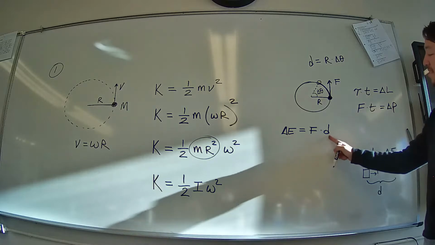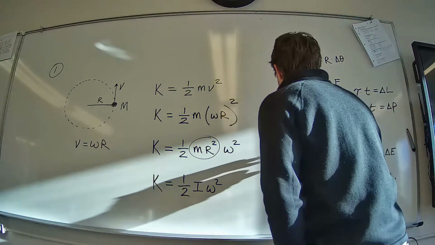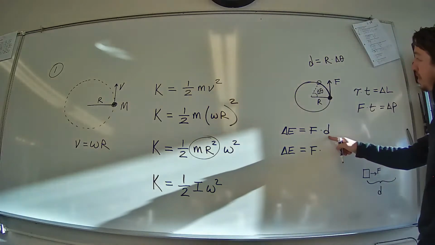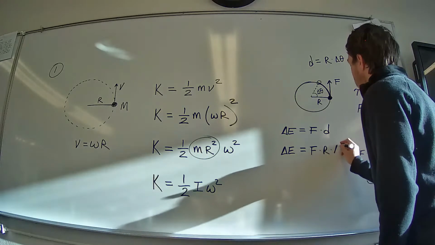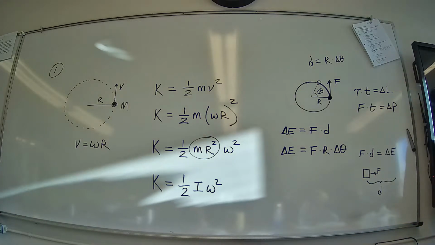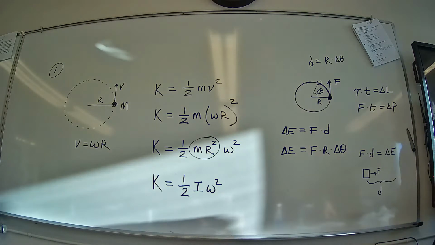Anyway, so I can say this distance is the radius times the angle. Okay, now, what do you think we're going to do next?